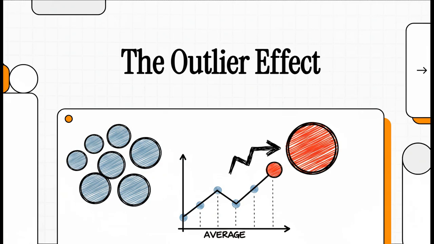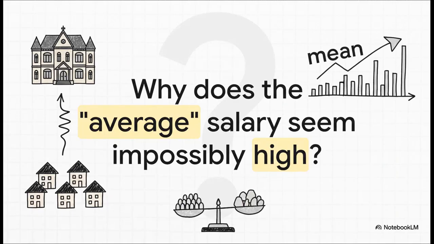All right, let's talk about the outlier effect. We're going to dive into why that simple word, average, can actually be one of the most misleading words in all of statistics. So why is that? Let's find out.